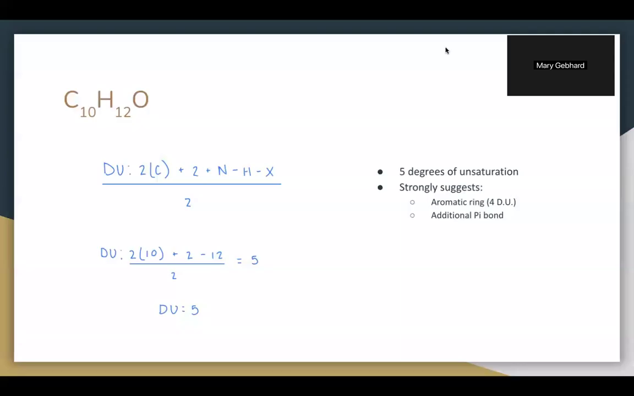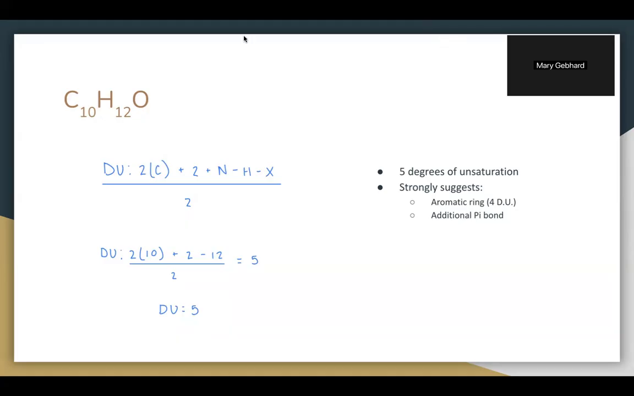And in today's video, I will be going over my combined spectral problem for group 13. So the molecular formula that I was given for this combined spectral problem was C10H12O. So the first thing that I decided to do was to calculate the degrees of unsaturation.